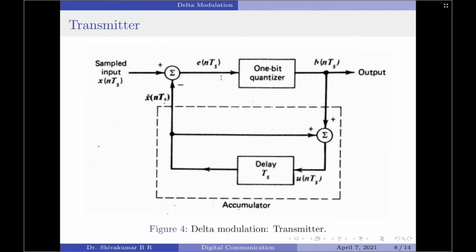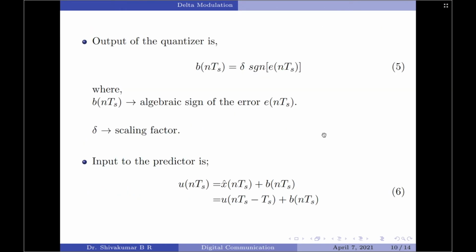Let us now move on and discuss the predictor input. Now you can see the predictor input is given as u(nTs). Now I can write u(nTs) as b(nTs) plus x cap(nTs), right? So I have written this in equation form here, x cap(nTs) plus b(nTs). We know that x cap(nTs) is the output of the 1-bit delay element. So I can write it as u(nTs - Ts) plus b(nTs). This is another way of representing the predictor input.